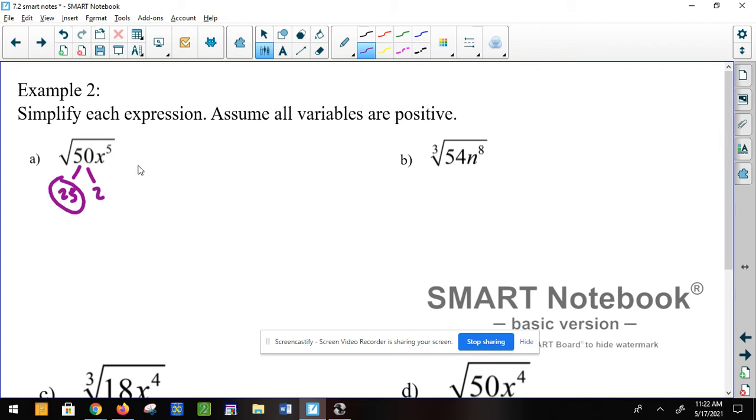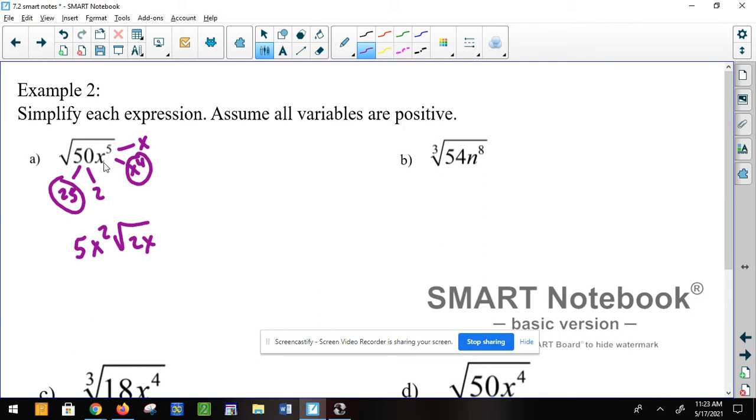You can do the same thing with x to the fifth. X to the fifth is not a perfect square, but it has a square factor. It actually has multiple square factors. The biggest square factor is x to the fourth. And when you break it into x to the fourth and its other factor would be x, right? Because those two multiply to x to the fifth, the x to the fourth will come out and the x will stay. So square root of 25 is 5, square root of x to the fourth is x squared, and then you end up with square root of 2x.